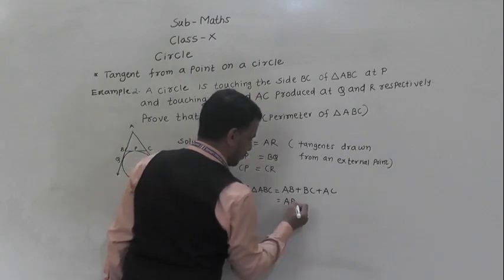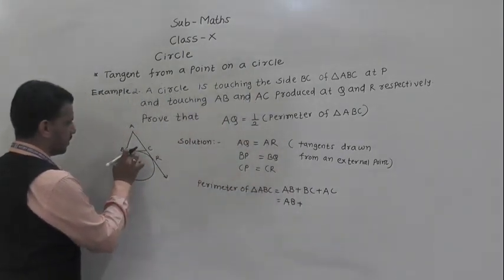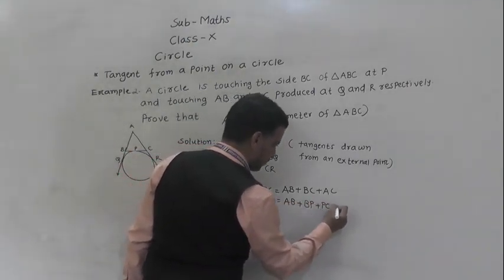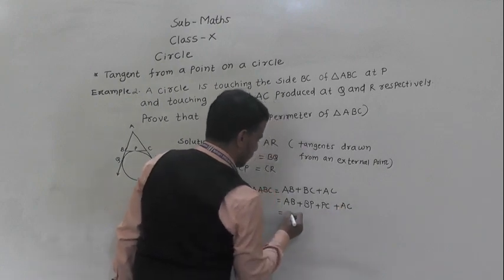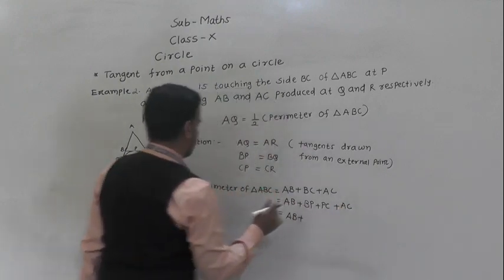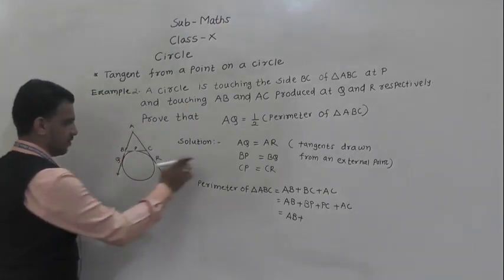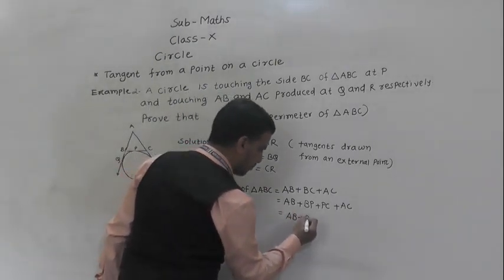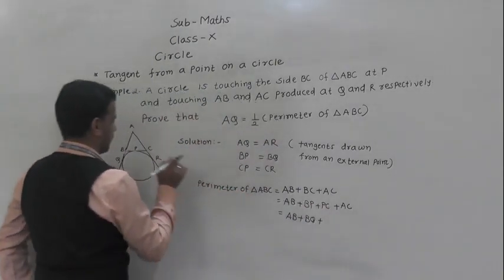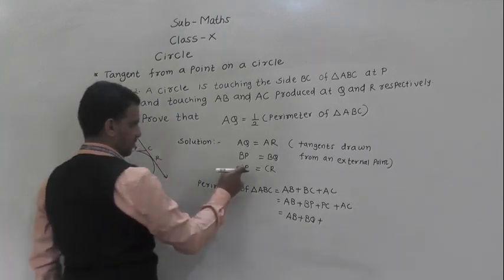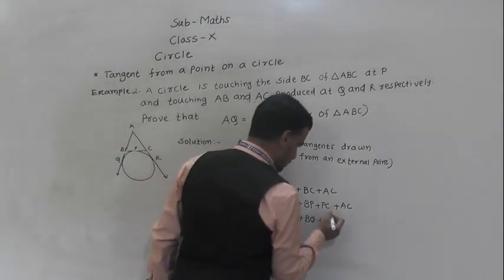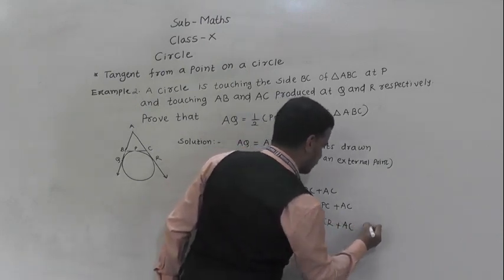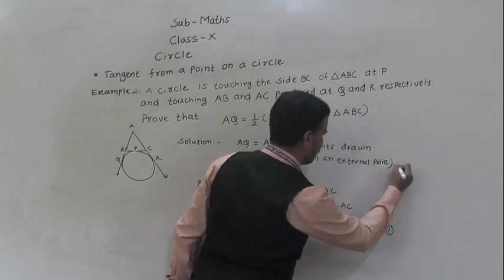Now AB plus BC we can write as BP plus PC, plus this AC as it is. Now BP and BQ are equal, so instead of BP we can write BQ. Similarly PC and CR are equal, so instead of PC we can write CR. Let us give this number 1.